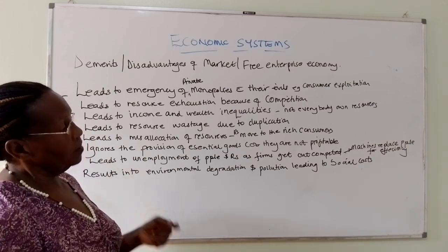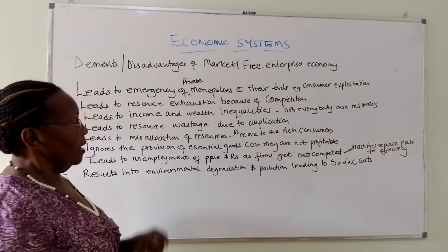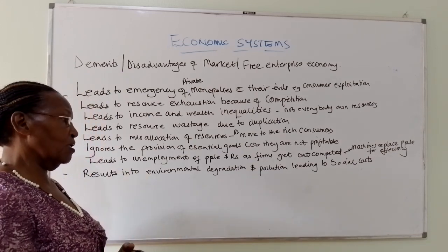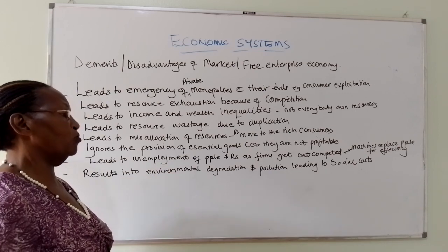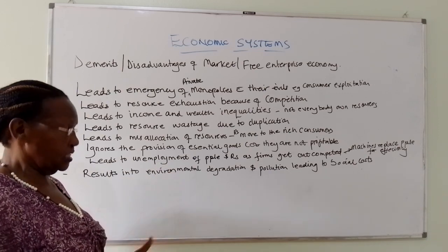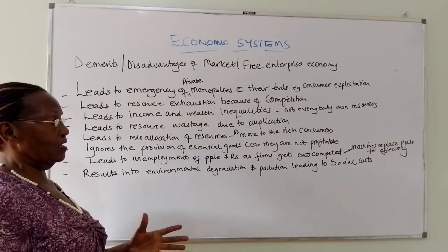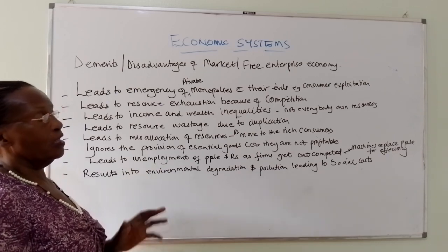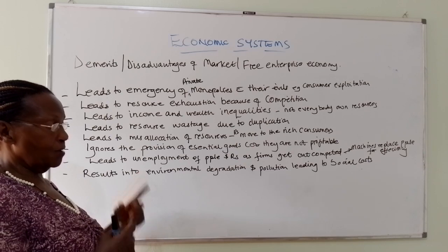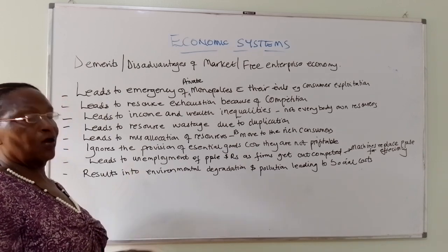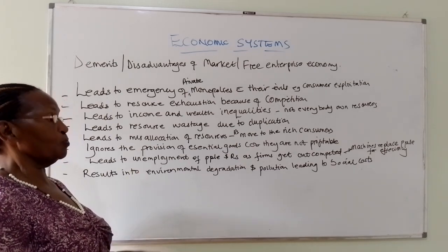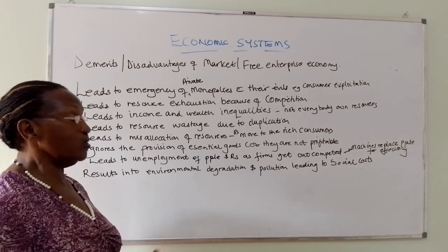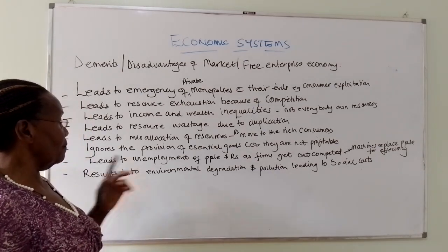How? Because firms get outcompeted. And we find that in a capitalist economy, they want a high level of output, they want a high level of efficiency, and this can be obtained when you are using machines. So machines replace labor in the production process. And once a machine comes in, it can do the work of as many people as possible. So some people will be laid off from employment and become unemployed.